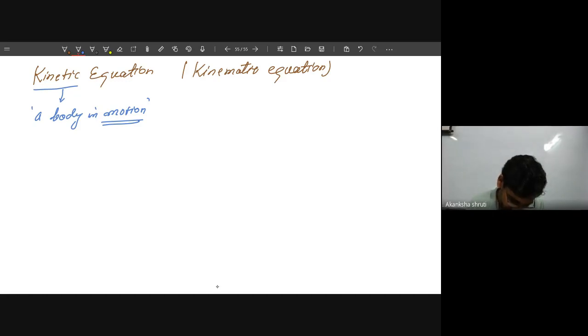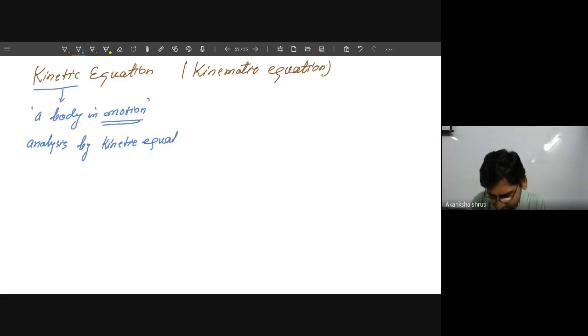So analysis of a body in motion. Analysis means calculating the other variable or other quantity when a few of the quantities are known. So analyzed by kinetic equations. So it is 3 in number, for uniform acceleration.